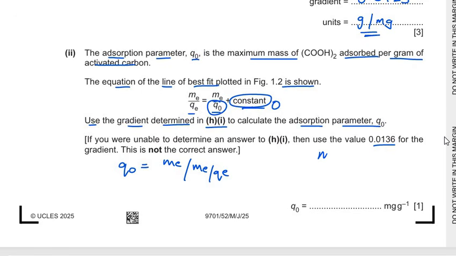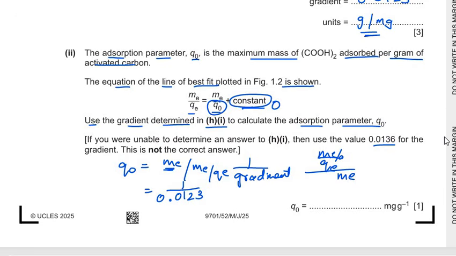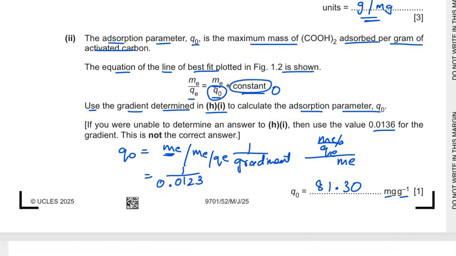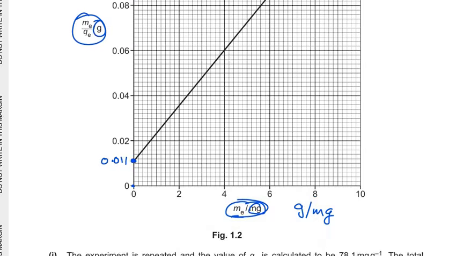But our gradient was Me by QE divided by Me. So Q0 is 1 upon the gradient, because that's the reverse of the gradient we found. So we have 1 upon 0.0123, which gives 81.30 in 3 significant figures. That's how we get the Q0 value in milligram per gram, which is what we are supposed to calculate from the gradient. I hope our calculation is very clear.